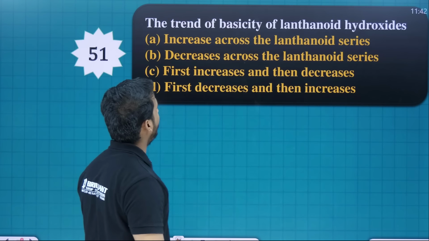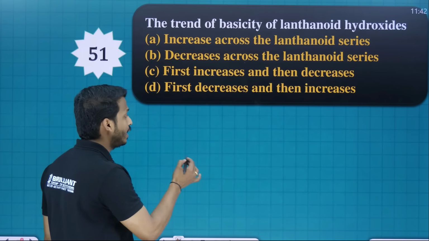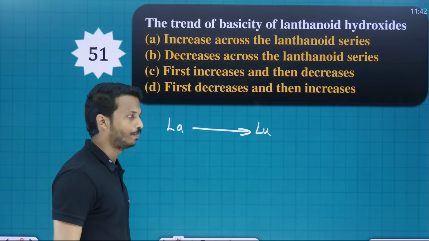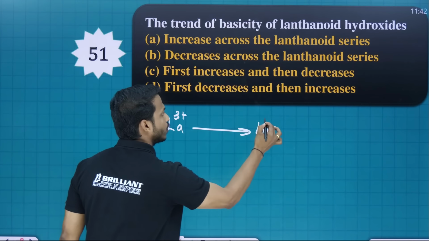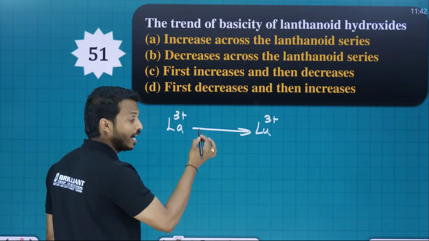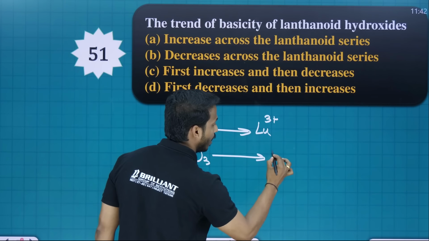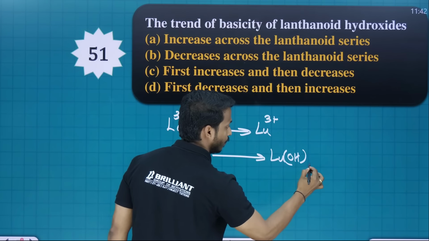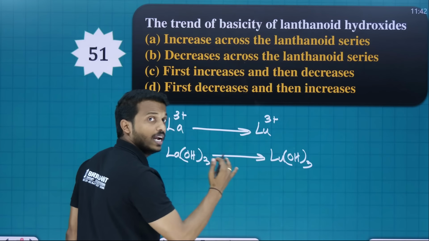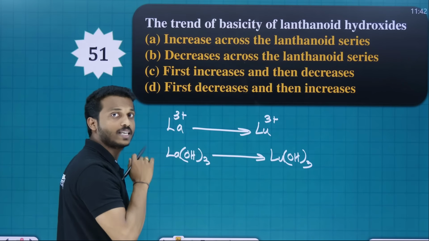51. The trend of basicity of lanthanoid hydroxide. Lanthanoids, we can say lanthanum to what? Lutetium, right? Lanthanum to lutetium. The basic charge of lanthanides we discussed is 3 plus. So lanthanum combined with hydroxide gives lanthanum hydroxide, La(OH)3. Lutetium hydroxide is Lu(OH)3. We know lanthanum to lutetium means across a period. Across a period, atomic size decreases.